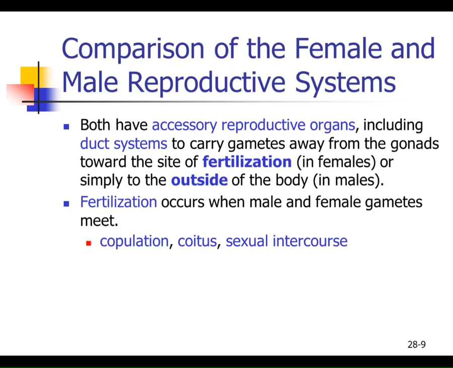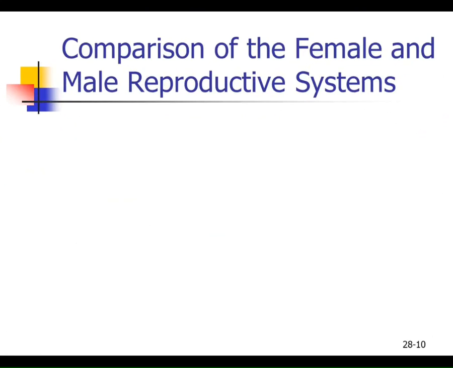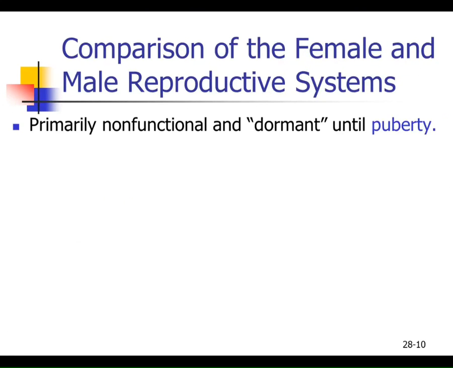Both of these male and female reproductive systems have accessory organs. So the primary sex organs are the gonads, the ovary or the testes. Everything else, all the plumbing, and all the other structures would be considered accessory organs. And those accessory organs, including the duct systems, are necessary for the egg and sperm to find each other, for fertilization to occur. And you'll hear about copulation, coitus, sexual intercourse. These are all ways by which fertilization can occur.